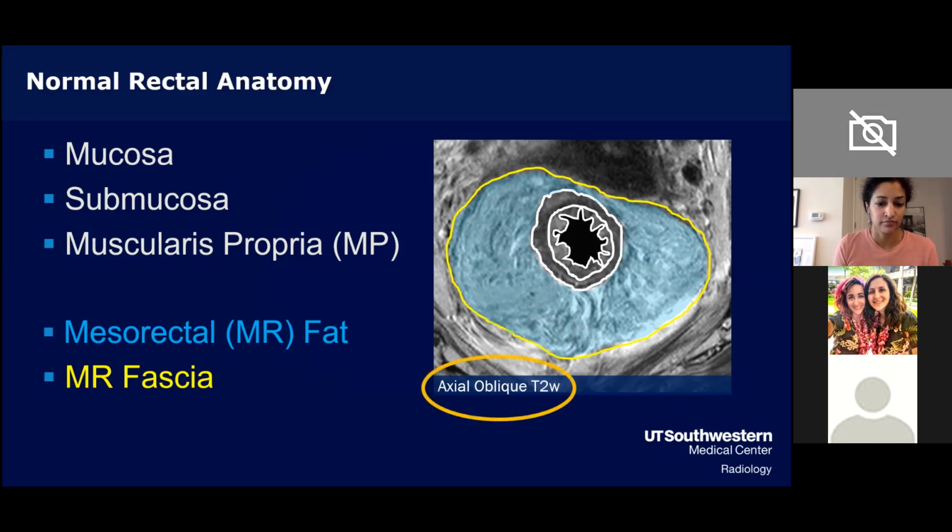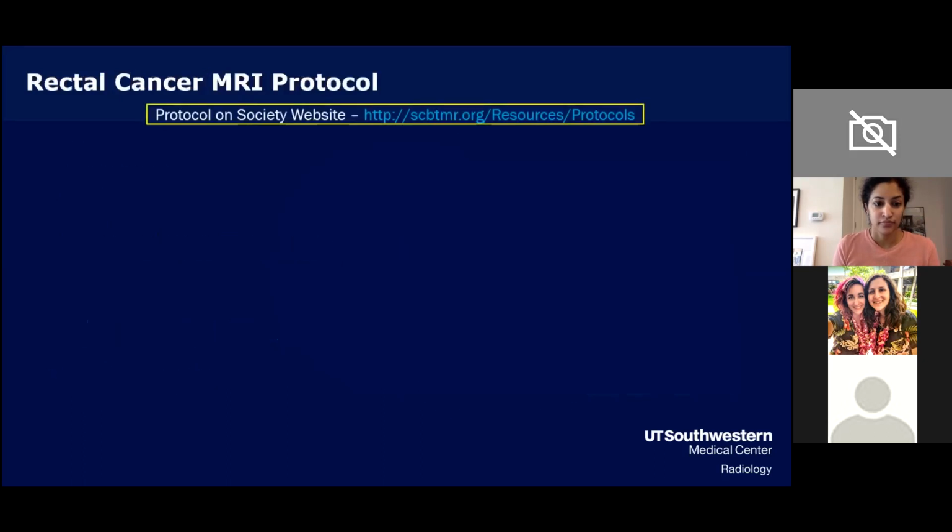Now you'll notice this is an axial oblique T2 weighted image. You may wonder what that is. Well, that brings us to the rectal cancer MR protocol. And this protocol is available on the SCBTMR or SABI website. There's also a protocol available on the SAR DFP website for rectal cancer. They also have a great resource there.